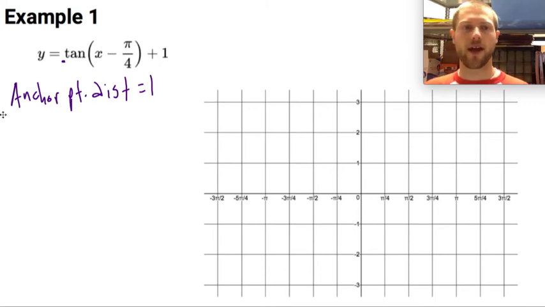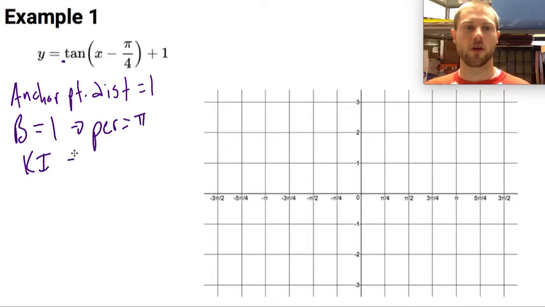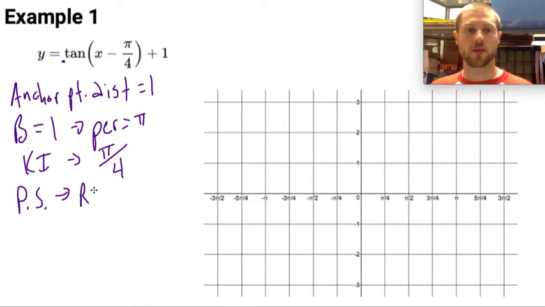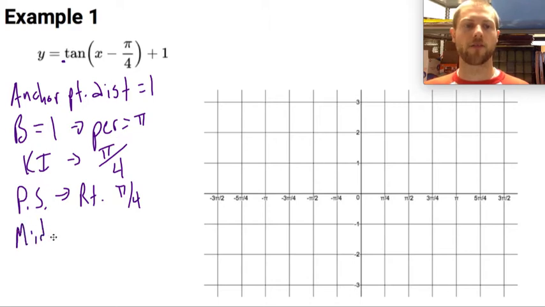The next thing that I have here, I've no B value, so B is going to equal 1, so that means that the period equals pi. That also means that my key x interval will equal pi over 4. I do have a C value of pi over 4, so that means that my phase shift is going to be to the right by pi over 4, since I'm subtracting pi over 4. And then finally, I've got a midline of y equals 1.